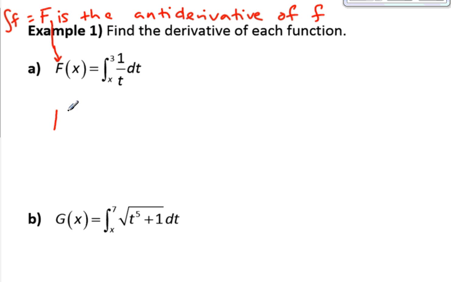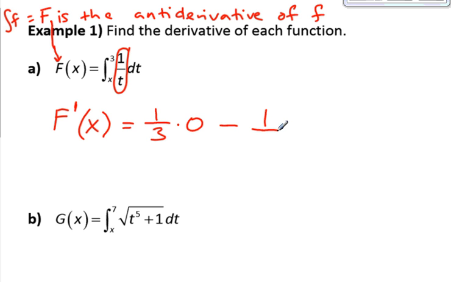All right, so we want to find the derivative of each function. So we want to find capital F prime of x. So applying the second part of the fundamental theorem of calculus, all we have to do is evaluate this function, 1 over t, at our upper limit, times the derivative of our upper limit, which is 0, minus evaluate 1 over t at our lower limit, times the derivative of the lower limit. So when all is said and done, that is simply negative 1 over x. And since it's a definite integral, we do not need plus c.